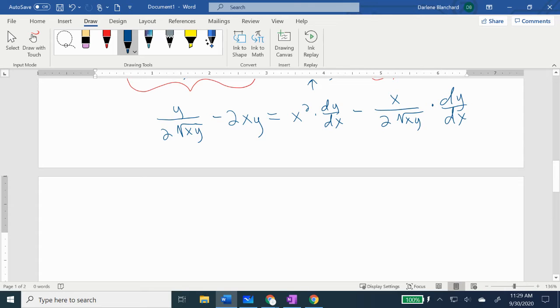Then I may want to deal with a common denominator while I'm working all this. So with common denominator, I'm going to take this and divide it by 2 root xy and multiply it by 2 root xy. So now I have y minus 2xy times another 2, making this 4, and then times root xy.